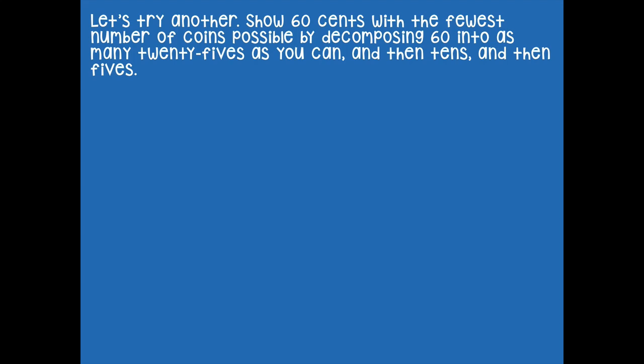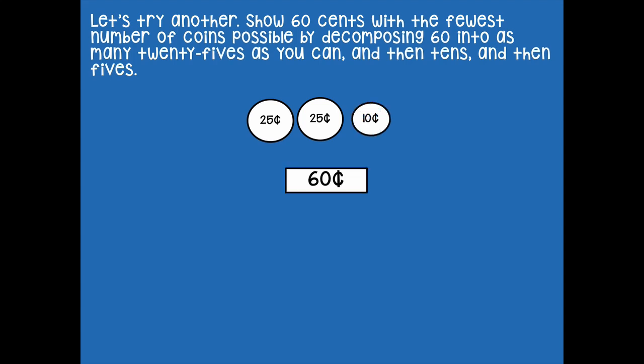All right, so here we go. So I'm going to start with my quarters, right? So 25, and another quarter makes 50. Ooh, so I'm super duper close to 60. So I'm at 50, I just need to get to 60. One more dime, and that's going to give me my 60 cents. How many coins do we have?